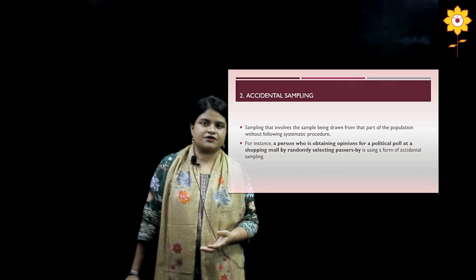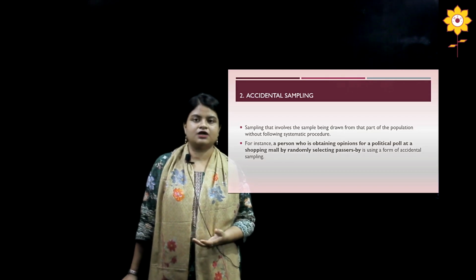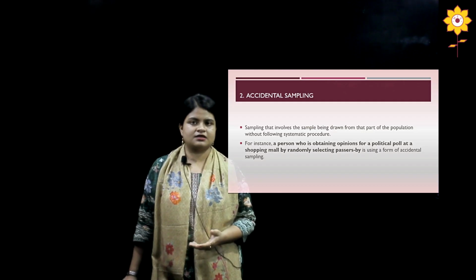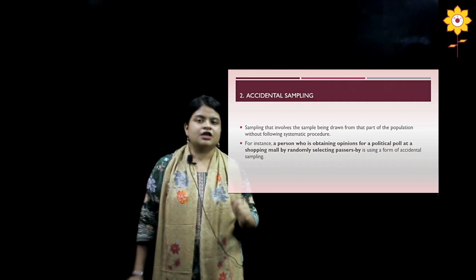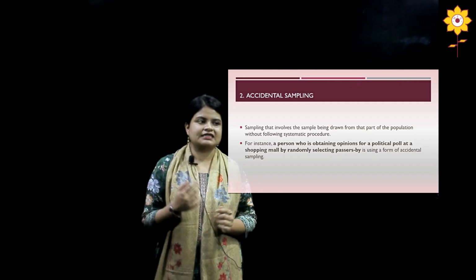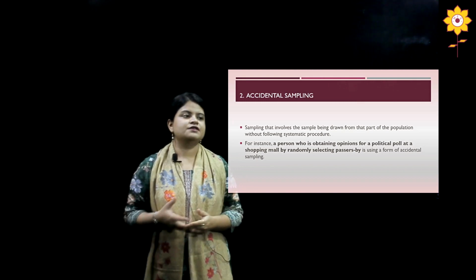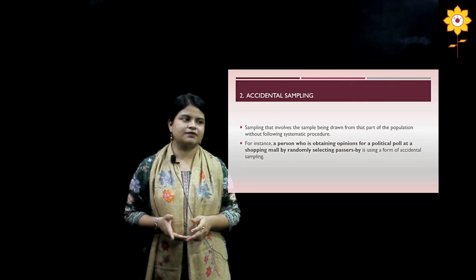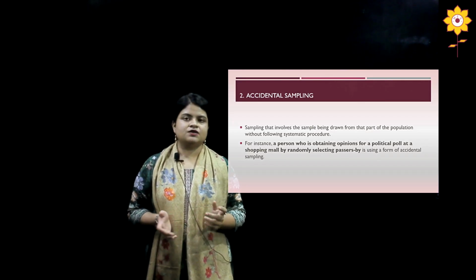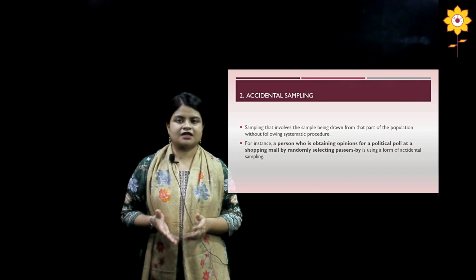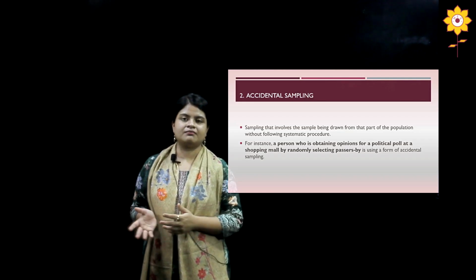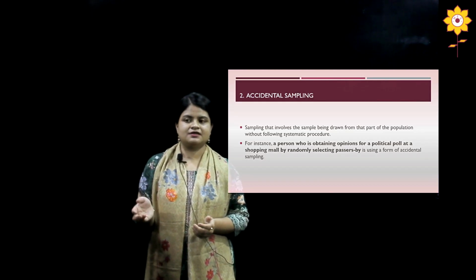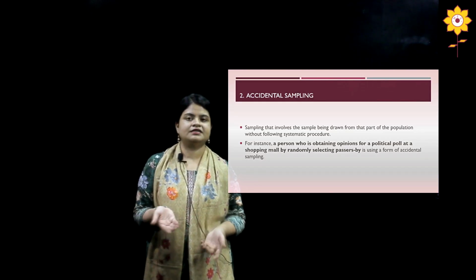For example, you must have seen in a shopping mall or even on the street, people approaching you to gather information about maybe a particular product or service, asking about your opinions. This particular system is accidental sampling. So for instance, a person who is obtaining opinions for a political poll at a shopping mall by randomly selecting passersby. This is nothing but an accidental form of sampling, which you will find very common in marketing. So in this way, the researcher takes up the samples, directly approaching them to collect the data.